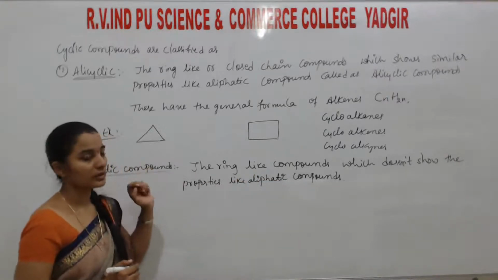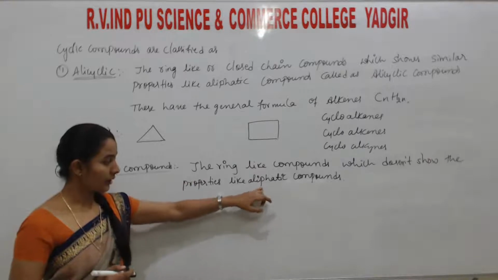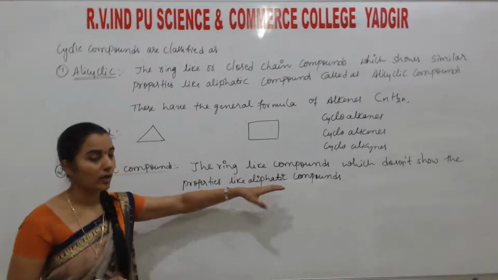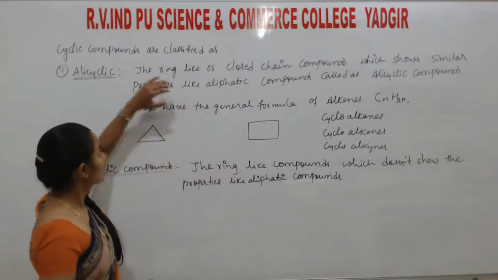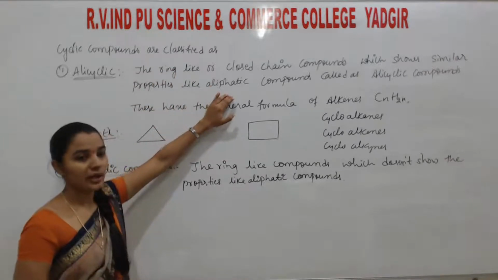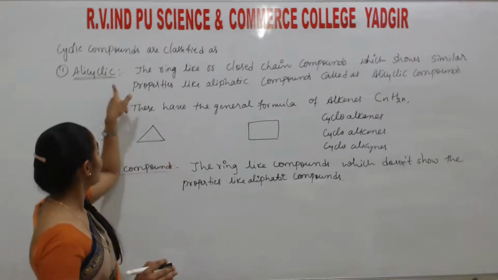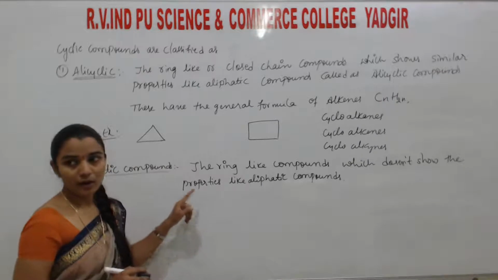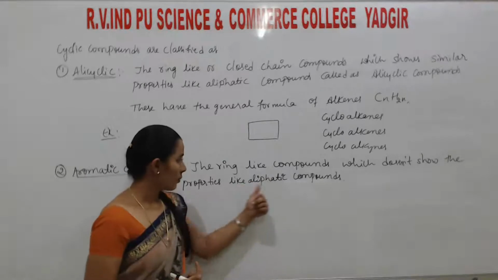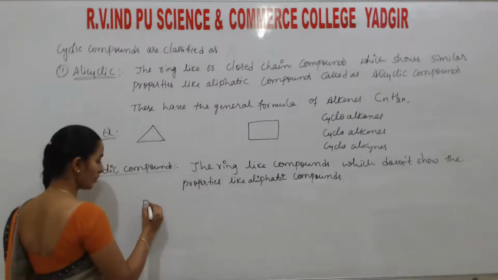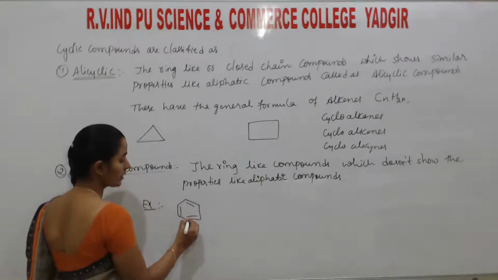Means these are also closed systems. These are also cyclic compounds, but they don't show any property like aliphatic compounds, like open chain compounds. What is the difference between that? Here both are cyclic, both are ring type, but alicyclic shows the same properties as aliphatic compounds, but aromatic doesn't show the properties like aliphatic compounds. That is the difference between alicyclic and aromatic. Understand? So the best example for this is benzene. All the aromatic compounds start from benzene.